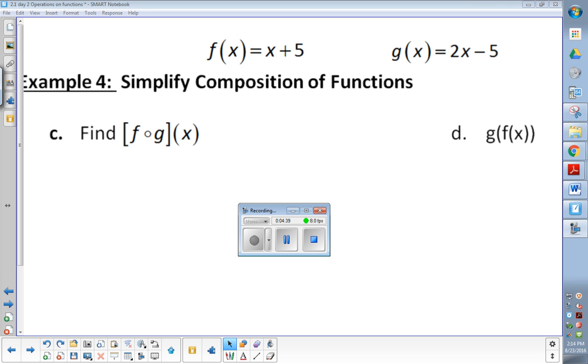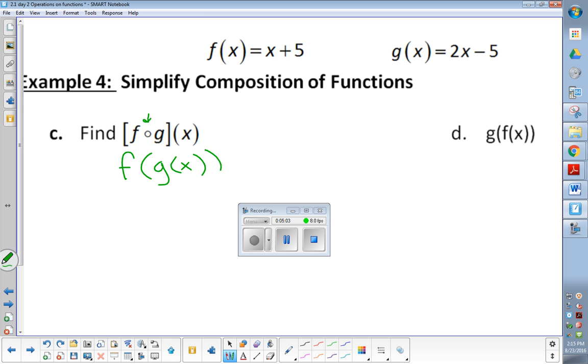So the number part is easy. It gets a little bit harder when we're dealing with something like this. Letter C says find F, open circle, G of X. That little open circle just means we are plugging something in there. That open circle means something's got to go in that spot to fill it up. This right here is exactly the same thing as this. F open circle G of X is the same thing as that. It's like these two things mean the same, right? 3 times 2 and 3 times 2. They just have two different ways of writing it. So don't let the other way mess you up.